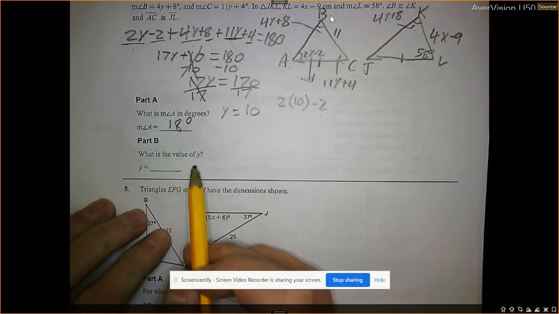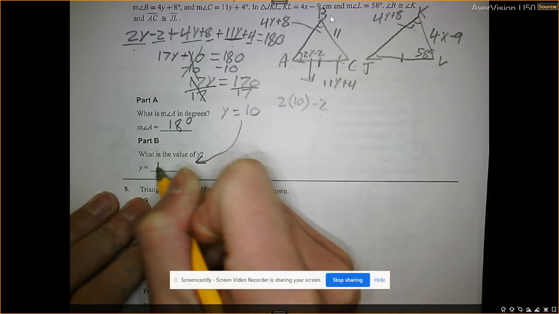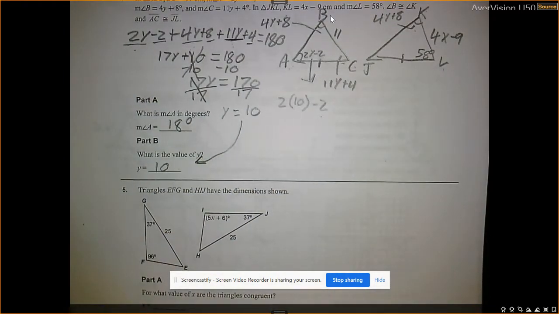Okay? What is the value of y? Oh, that's what we just found. Nice. y equals 10. Just like that, we answered all the questions. So in this case, the picture wasn't a whole lot of help, but it could have been, and I think probably still was for anyone that calls themselves a visual learner.